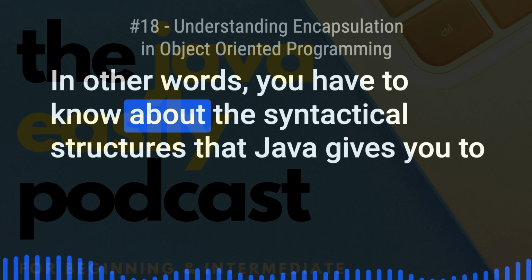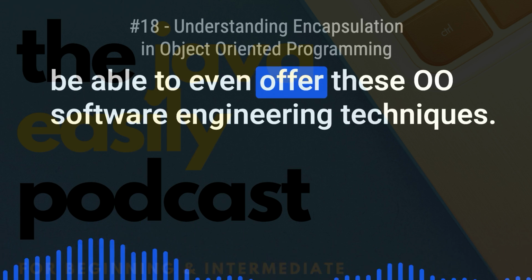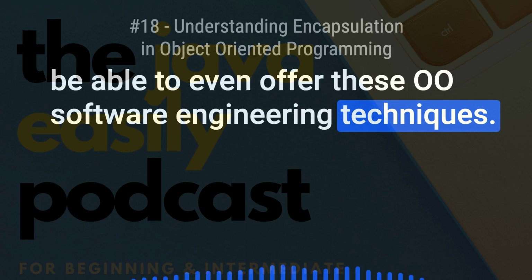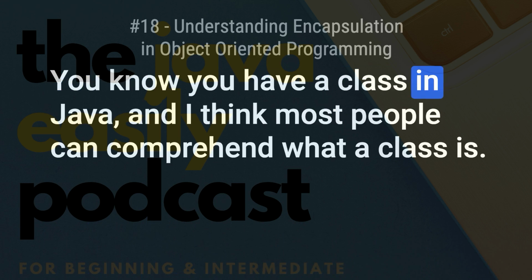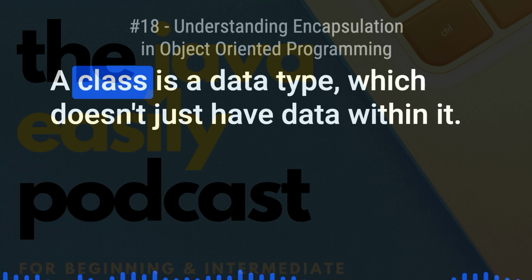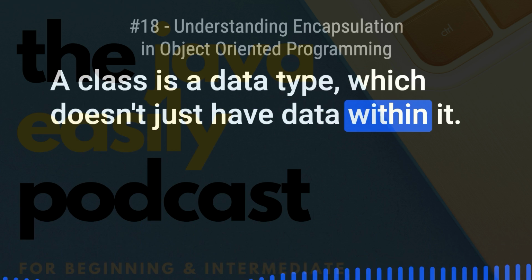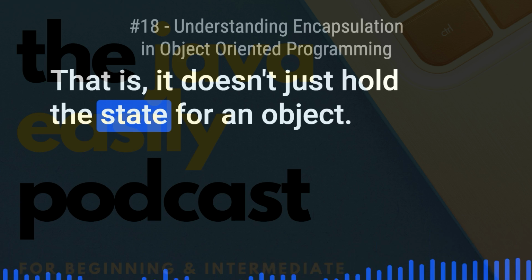In other words, you have to know about the syntactical structures that Java gives you to be able to even offer these OO software engineering techniques. You have a class in Java, and I think most people can comprehend what a class is. A class is a data type which doesn't just have data within it. That is, it doesn't just hold the state for an object.